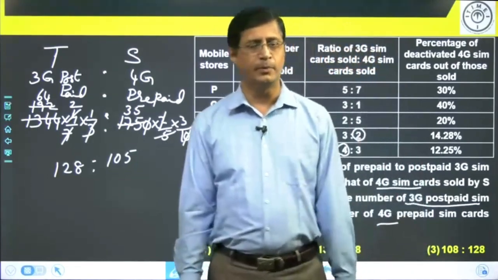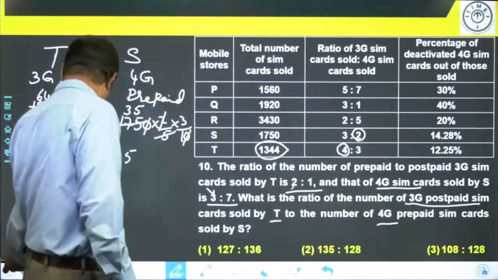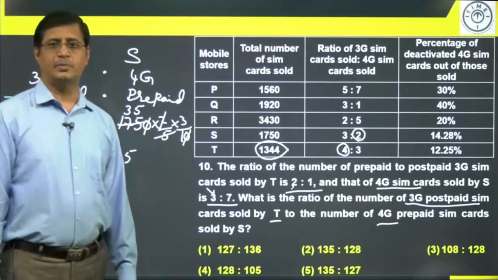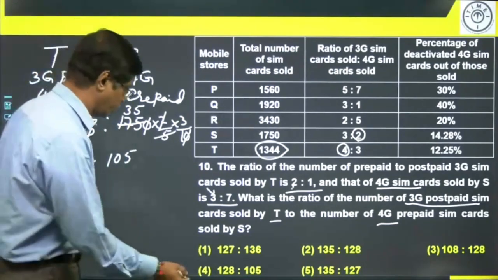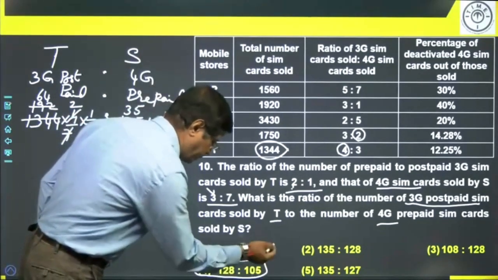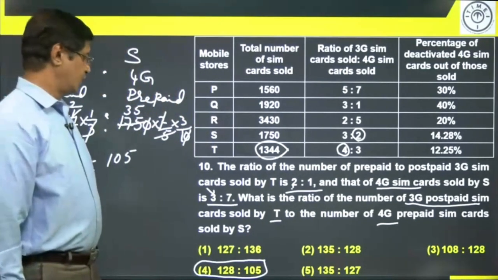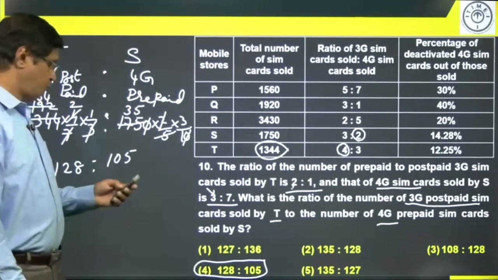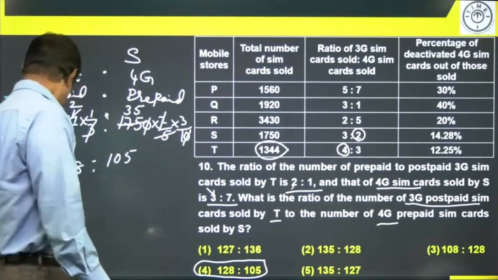So, just observe the options and mark the right choice. So, what is the option here? The right choice is option number 4. Choice 4 is the right answer. Okay. So, what is the option here? 128 is to 105. Okay.